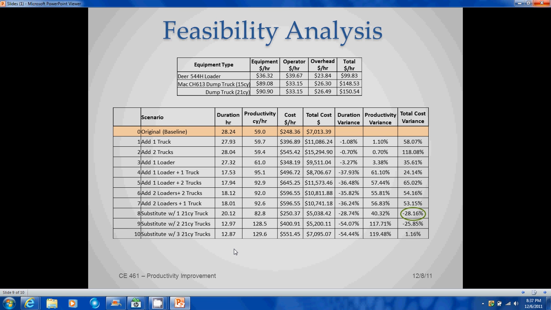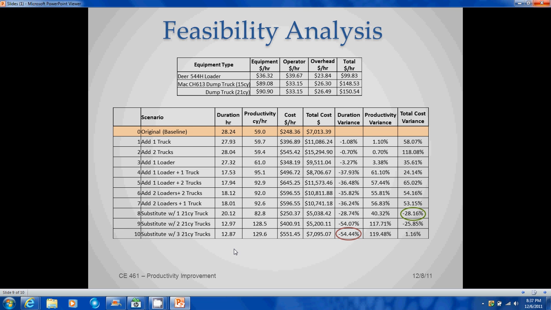As you can see, the lowest total cost observed from the simulation varies from the baseline by 28.6%, and this is using one 21 cubic yard truck. In contrast, productivity is maximized with 3 21 cubic yard trucks at a duration variance of 54.44%, and that would roughly cut down the production by 15 days of work.